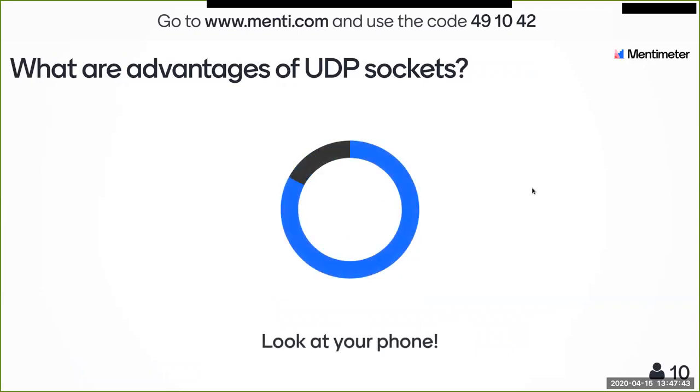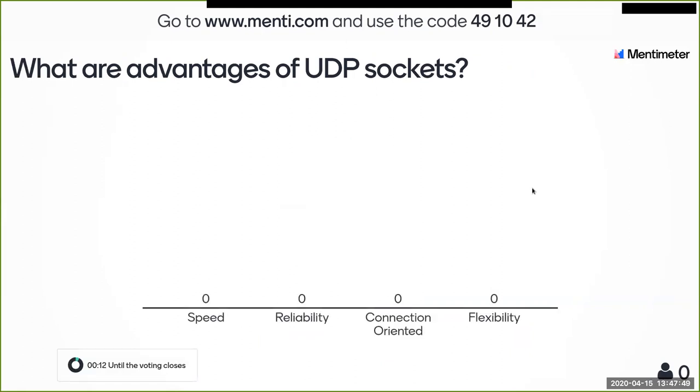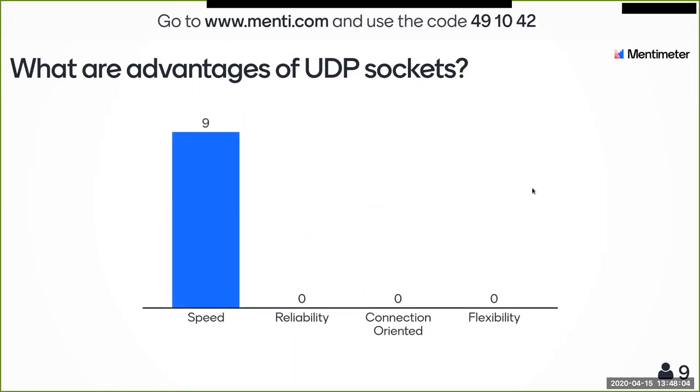So we are two questions in. What are the advantages of UDP sockets? Speed 9 and 1 did not answer, but flexibility is also correct in a way, because you can build so much on top of UDP since it doesn't restrict you very much. As I mentioned, you can build TCP on top of it. FTP, I think, is built on top of UDP, at least the light version, TFTP.